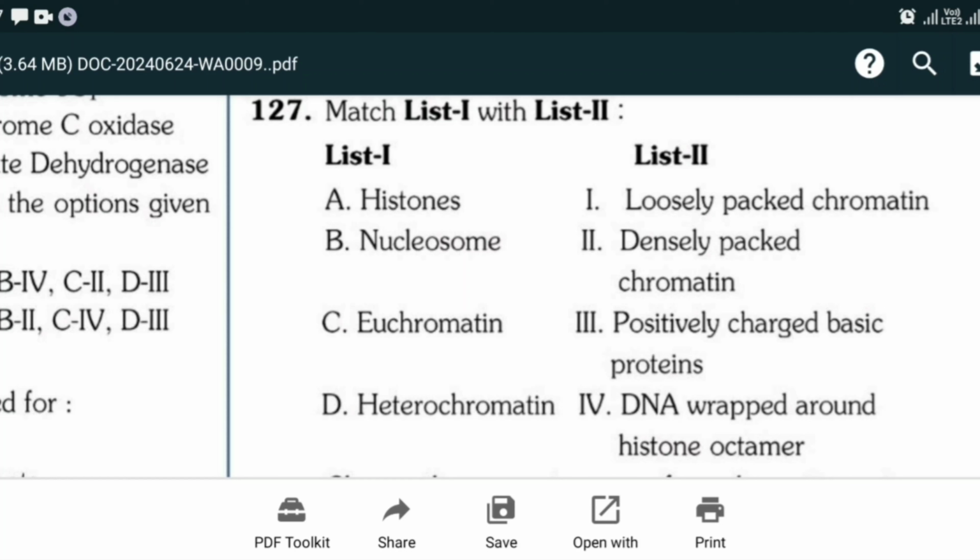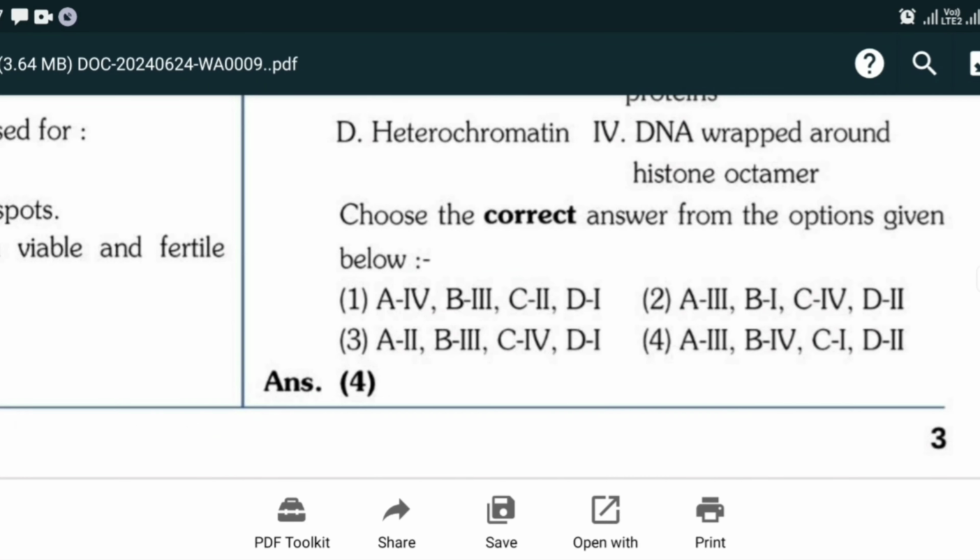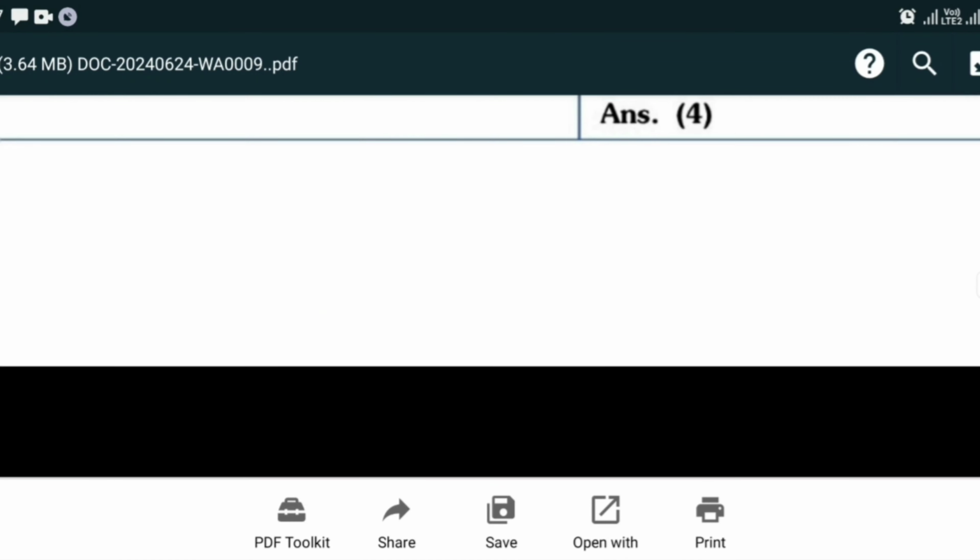Then euchromatin, the correct match is loosely packed chromatin, meaning the chromatin here is loosely packed, so there is more space. So that's why it can easily undergo transcription and translation. So it is actively involved in protein synthesis. That's why it is the active form, euchromatin. And heterochromatin is densely packed chromatin. There is no space for active transcription and translation. So it is the inactive form. So the correct answer will be the fourth option.